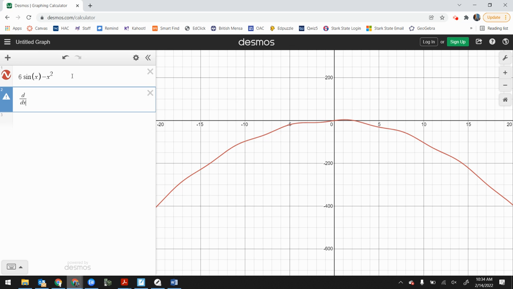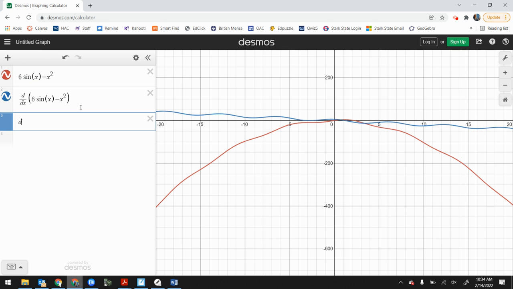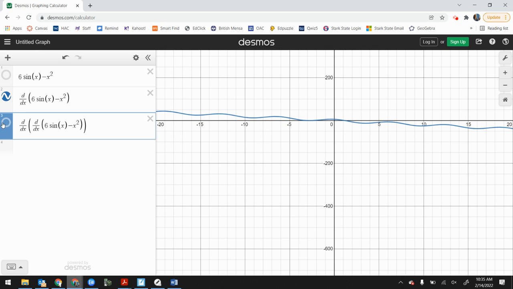d over dx of... Control C, V, and I do the same thing, d over dx of this. See, this is my derivative, right? Now, do I cross, let's zoom in a little bit.